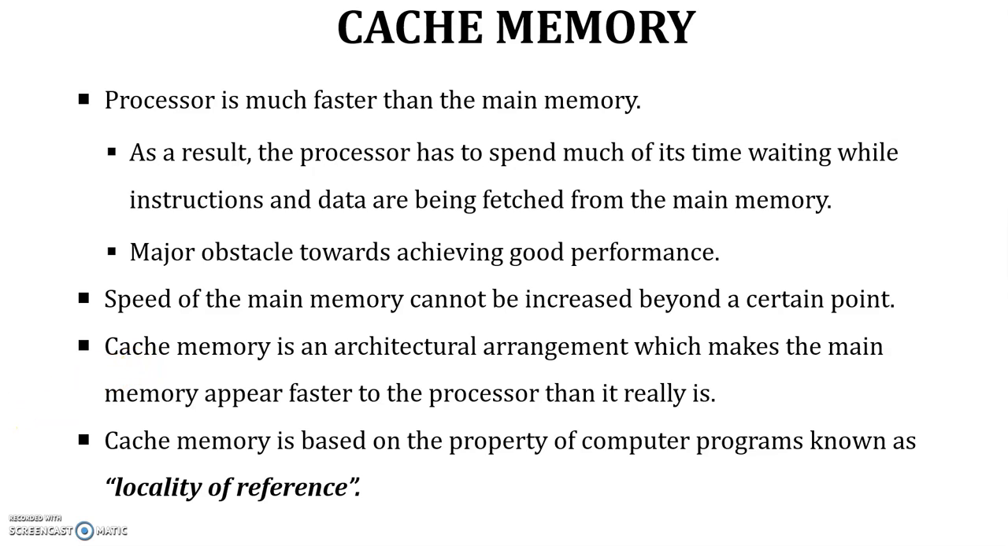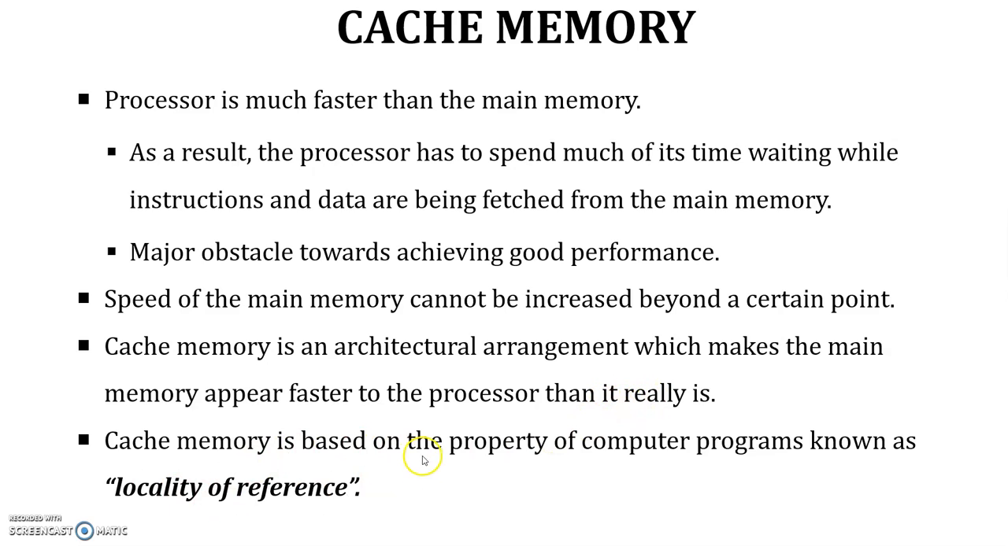So what is cache memory? The processor is much faster than the main memory. As a result, the processor has to spend much of its time waiting while the instruction and data are being fetched from the main memory. This is a major obstacle towards achieving good performance. But the speed of the main memory cannot be increased beyond a certain point. Cache memory is an architectural arrangement which makes the main memory appear faster to the processor than it really is.